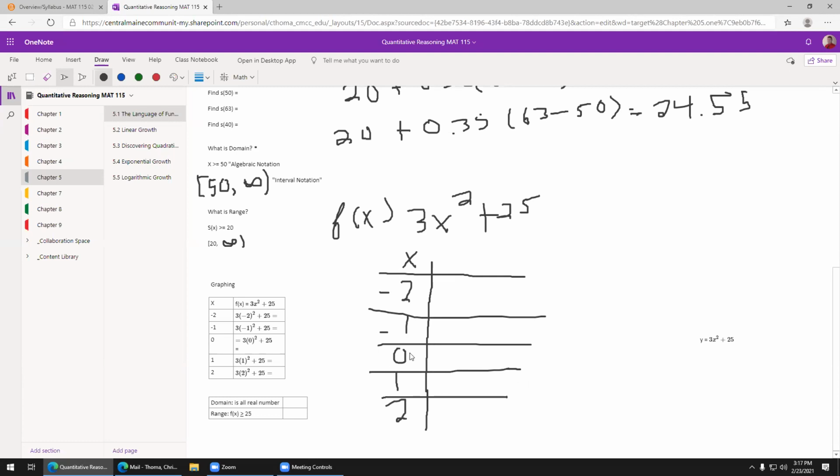I always do 0 because 0 is easy. If I put 0 in for x, 0 squared is still 0, and then 0 times 3 is still 0, and so 0 plus 25 is 25. So just like on the homework, I did one of them for you.